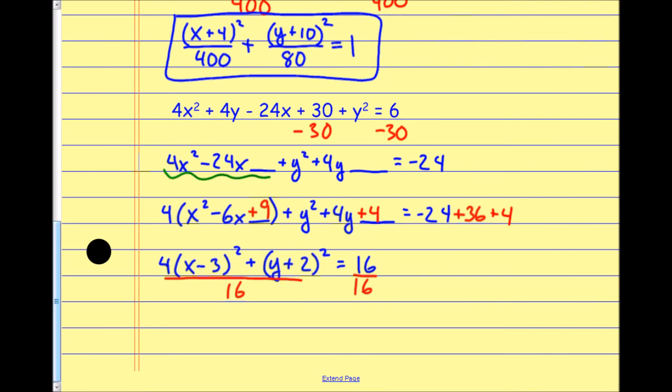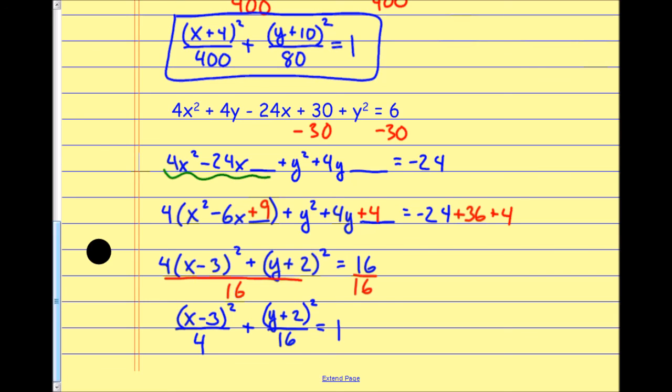When I do that, I just divide each of these by the 16. The 4 over 16 reduces to a 1 over 4. So I get the x minus 3 squared over 4. Right here, this is a 1 divided by 16, so this one doesn't change. It stays as a y plus 2 squared over 16. Again, I'm just using my distributive property and dividing each. Equals the 1.